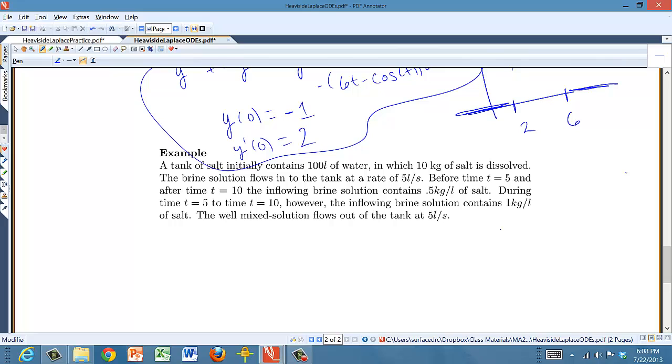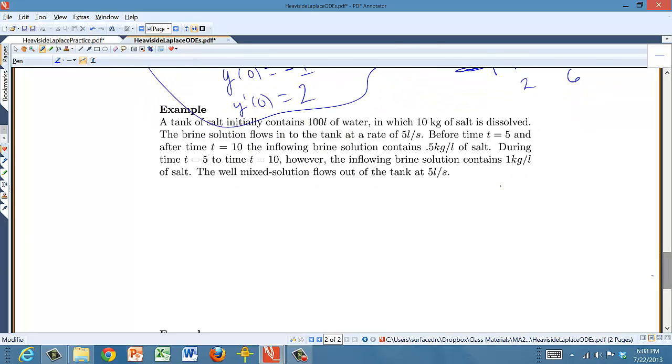Now the concentration of salt in that incoming solution before time 5 and after time 10 is half a kilogram of salt per liter, and during the 5 to 10 interval, there is 1 kilogram per liter in the incoming solution. And you've got a well-mixed solution flowing out of the tank at 5 liters per second. So this is a salt tank problem.